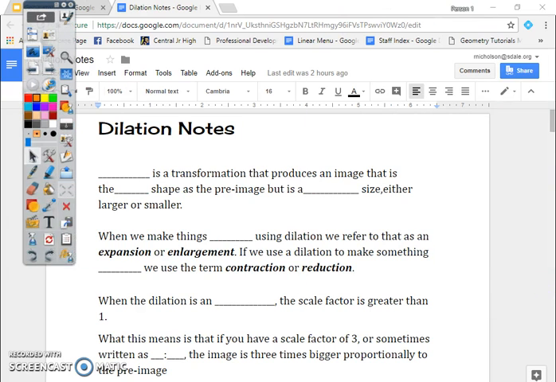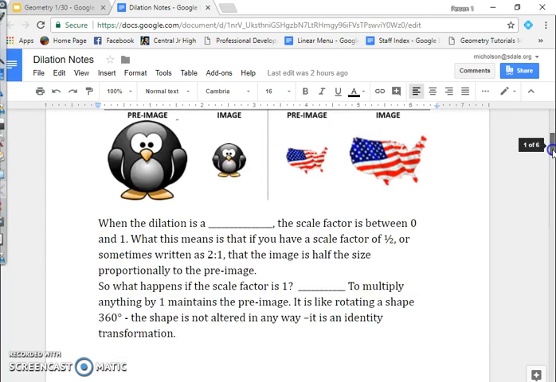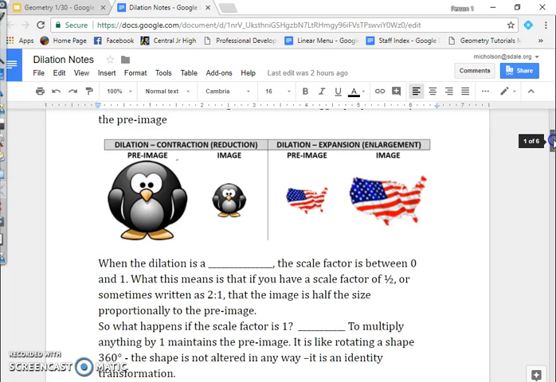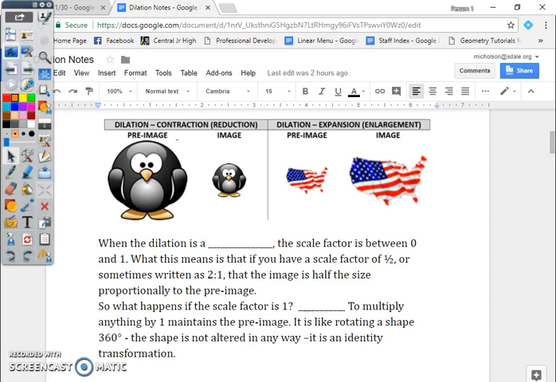I'm going to move this over there. We got a penguin and a map of the United States, somewhat. An outline of the United States, really. All right. So, as you can see, the pre-image and the image, the penguin got smaller, and then from pre-image to image, the image got bigger for the United States outline. So we have an example of a reduction and an example of an enlargement. Okay.